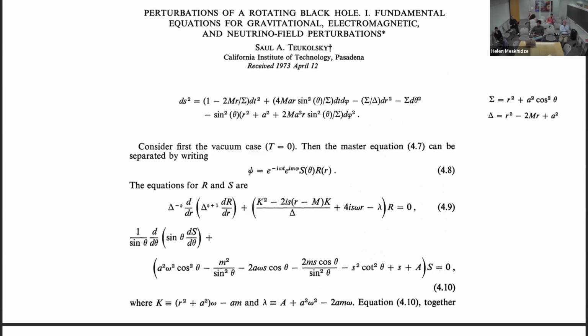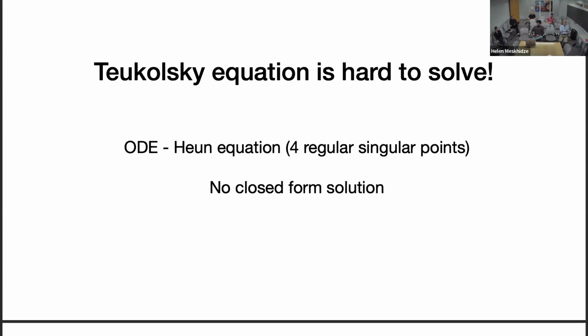I will not talk much about the angular equation in this talk. I will focus mostly on the radial part. And yeah, that's what we would like to do, but the problem is that it's very hard. Solving the Teukolsky equation is very hard. It is essentially an ordinary differential equation with four regular singular points, which is known as the Heun equation, and there is no closed form solution to this. So that's a challenge. And of course, since the discovery of the Teukolsky equation in '73, there has been a lot of effort, mostly numerical, but on the analytical front, there is not much known.